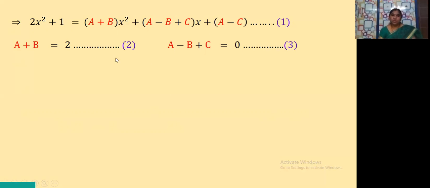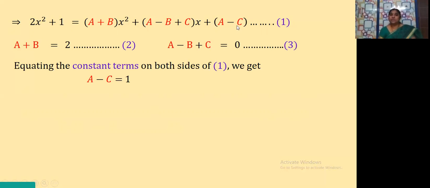Now one more is there. What is that? Constants are also there. I have to equate the constants also. Equating the constants on both sides, what do we get? a minus c is the constant. What is the constant on the other side? It is 1. So a minus c is equal to 1, which is equation number 4. Now, children, always remember: however many constants we have to find out, that many equations we require. So a plus b is equal to 2 is the first equation, a minus b plus c is equal to 0 is the second, and this is the next. So this is equation 1, 2, 3, and 4.